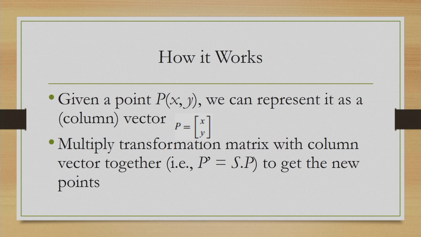Now, how to apply this transformation then? Suppose we are given a point p (x, y) and we want to transform it by scaling. So, what will we do? We can represent this point as a column vector, shown here, and then multiply the transformation matrix with the column vector. This is a dot product of the matrices to get the new point.